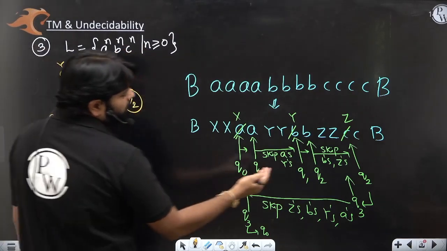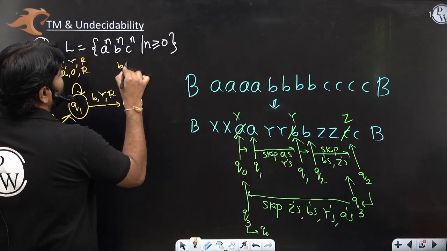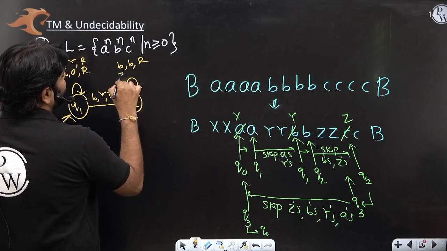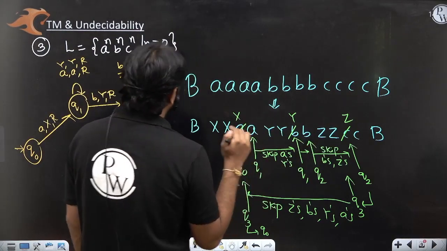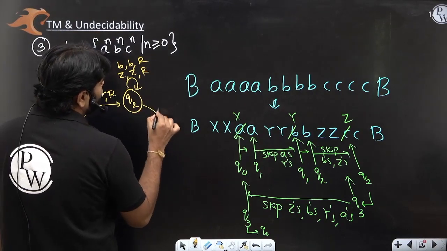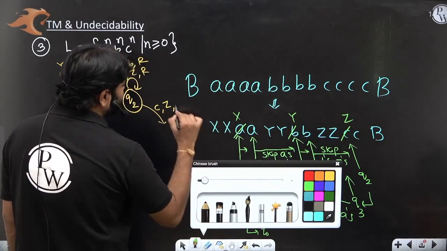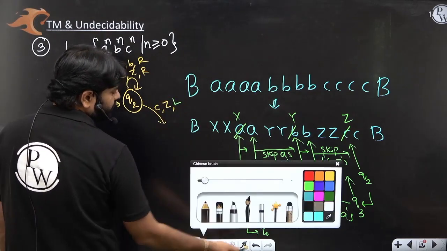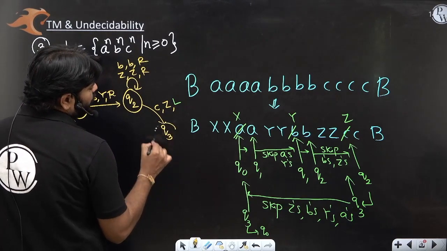What is Q2's job? Skip B's and Z's. Skip B's and then Z in the right direction only. If you do that, then you should reach the C. And when it reaches the C, replace it with Z. Now once the scan is over, take the left direction.